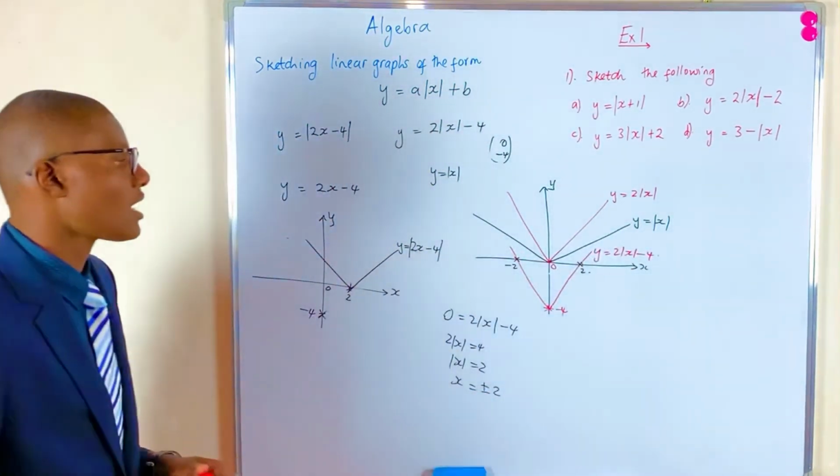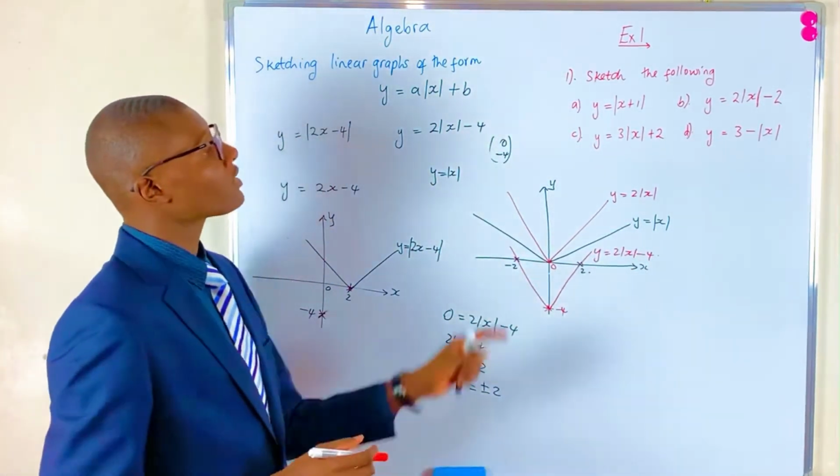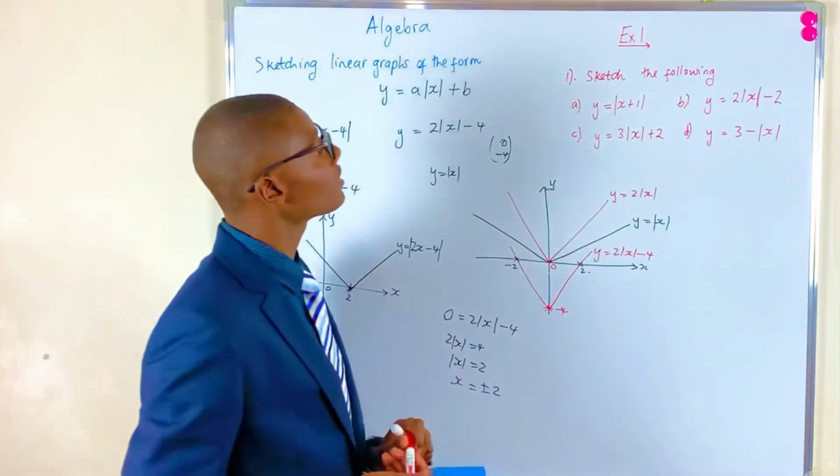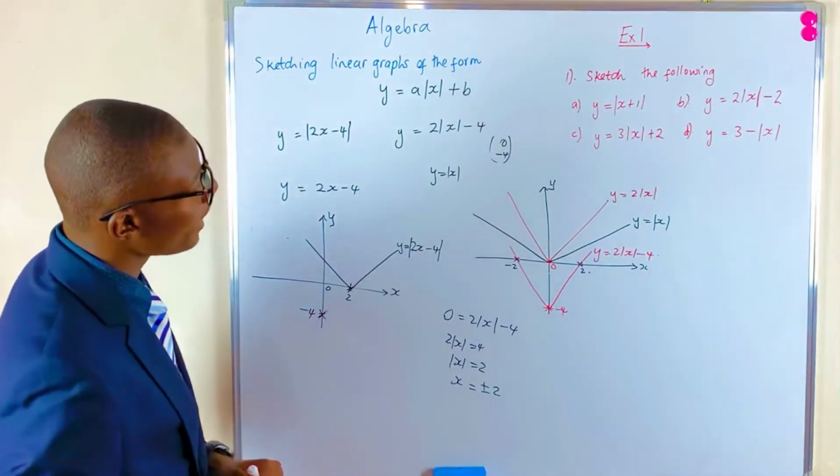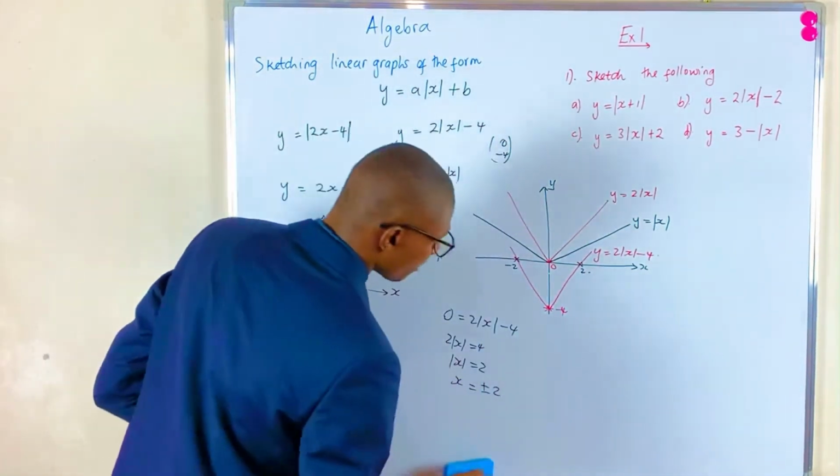So this is how we sketch the graph. Now I'd like to sketch those graphs for parts A, B, C, and D. So allow me to erase this part here.